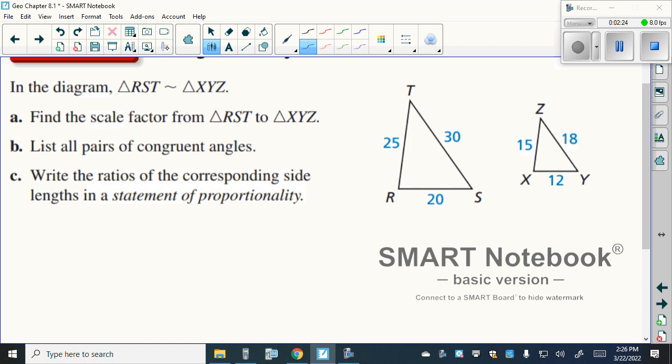We can look at scale factor in a minute. We're going to look at the congruent angles first, because these two similarity statements actually tell us which angles are congruent. It listed angle R first for RST. Which one did it list first for XYZ? X. So angle R is actually congruent to angle X. So for part B, we can say angle R is congruent to angle X.